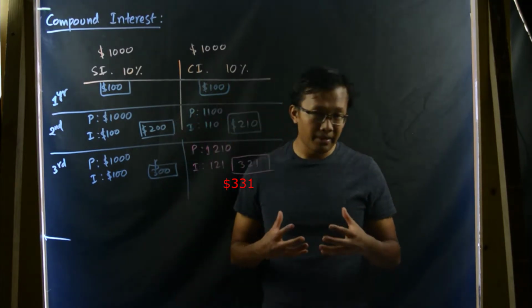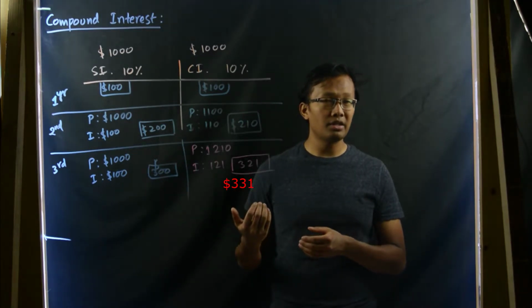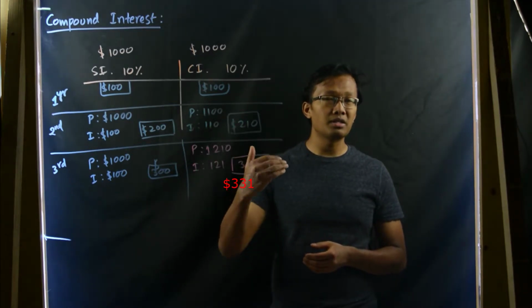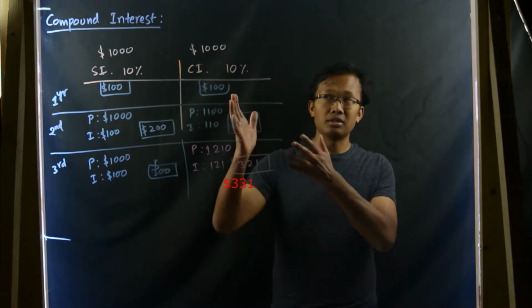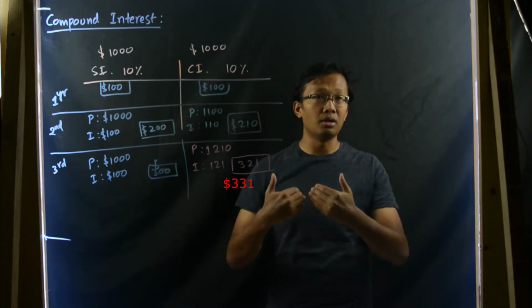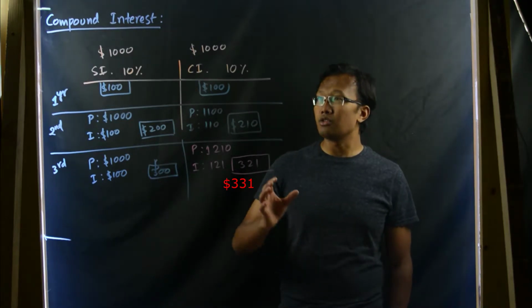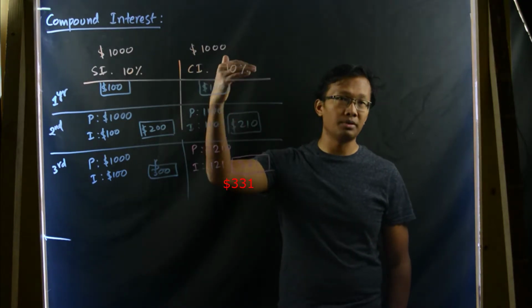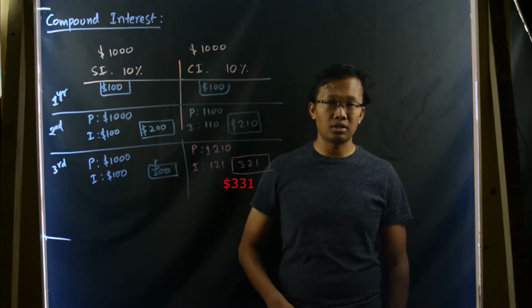So that's the main difference between compound interest and simple interest. In simple interest, your principal remains the same for every year. However, for compound interest, your principal changes according to the number of periods of compounding. So the basic idea here is to compound the interest to the principal and generate more interest afterwards.